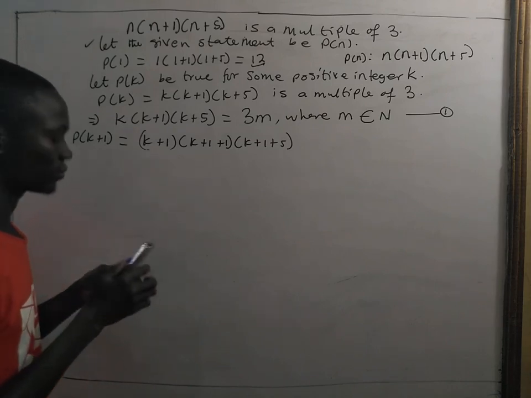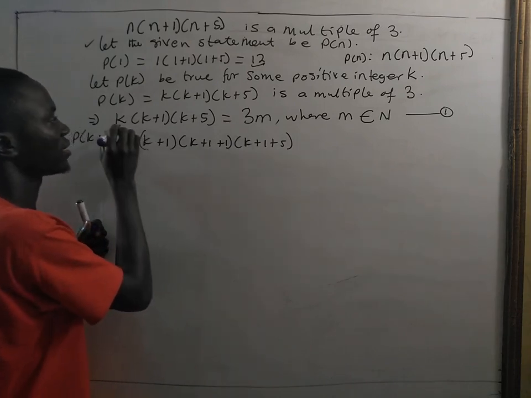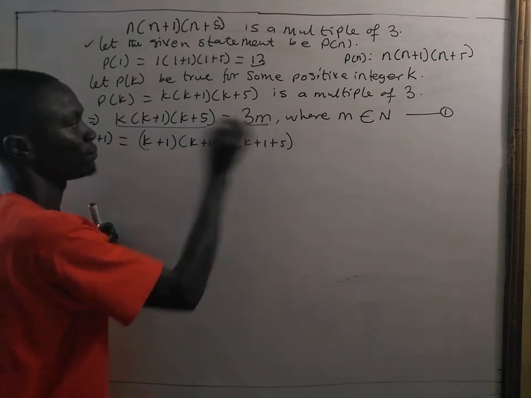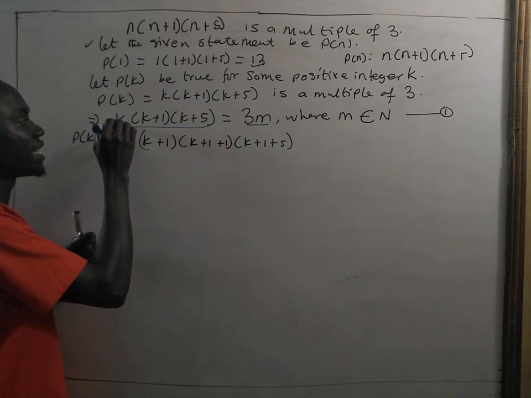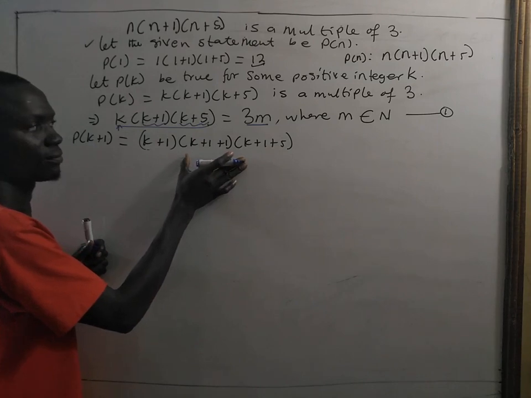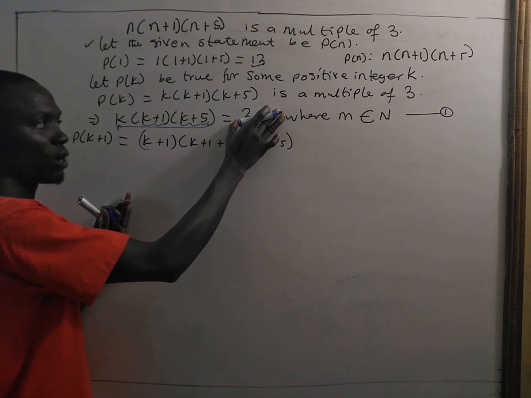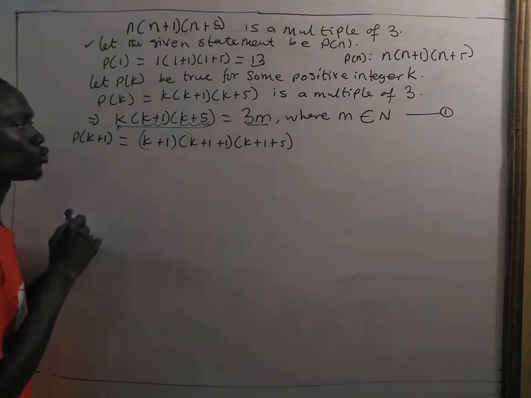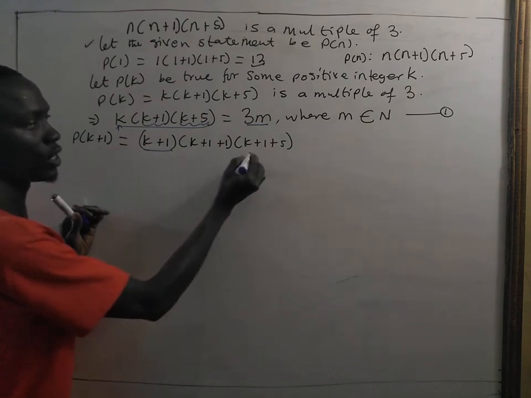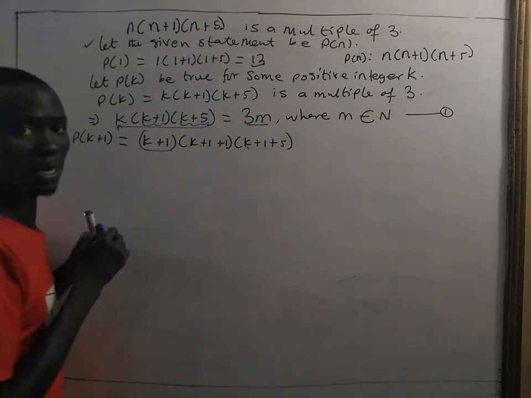The trick is that we should simplify Pk plus 1 and get Pk inside, and then replace that one by 3m. So it means that we need k, k plus 1 and k plus 5 in this expression to stand alone, so that we replace that one by 3m. So let us proceed. Here we have k plus 1, we shouldn't touch it. We have k plus 1 plus 5, so we can regroup this to get k plus 5.